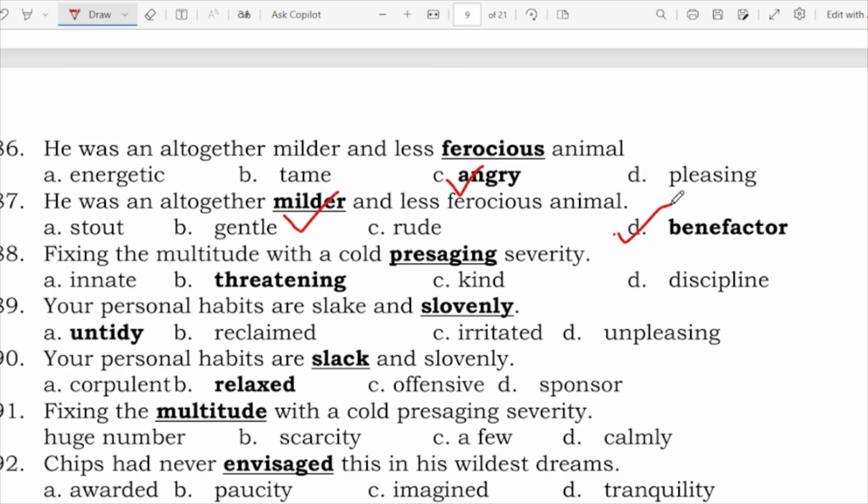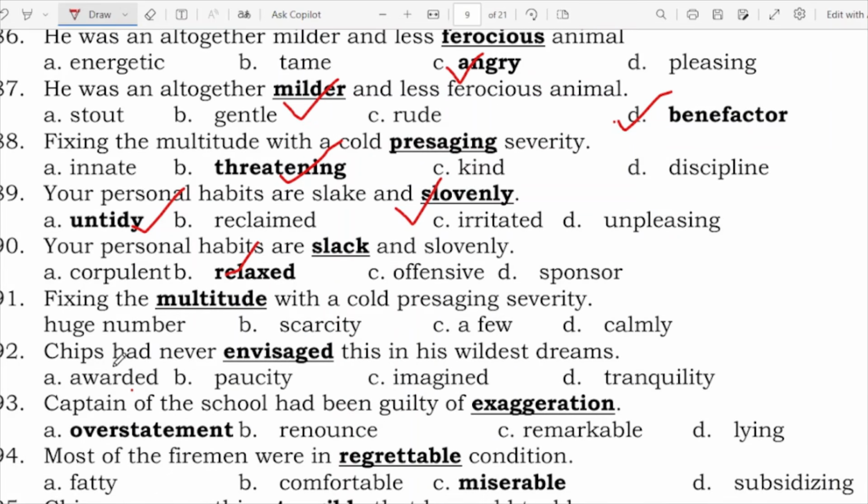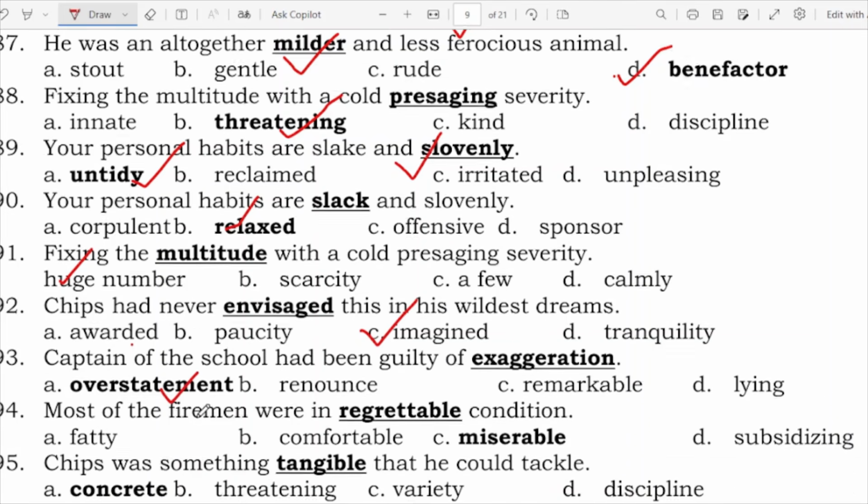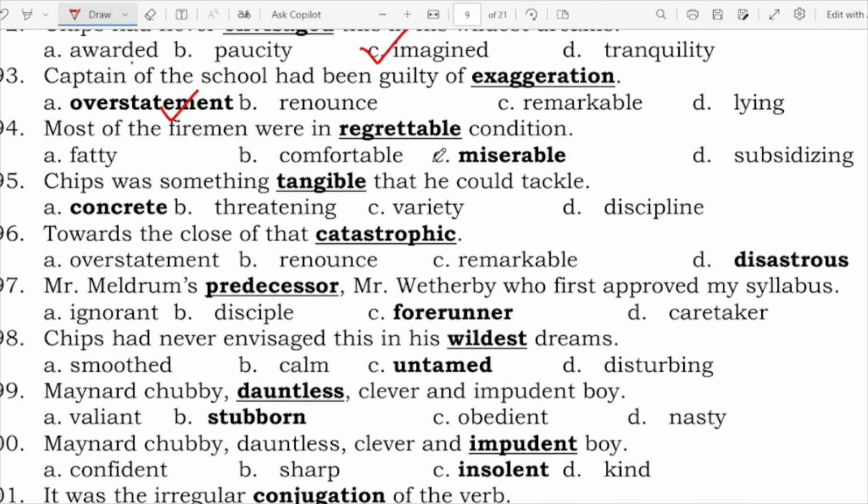And benefactor, presagings, that is threatening, slovenly, untidy, and slack means very relaxed. Multitudes means a huge number. Chips had never envisaged, that is imagined. Guilty of exaggerations, that is overstatement. Regrettable, that is miserable. Tangible, concrete. Catastrophic, we have disastrous, horrible.